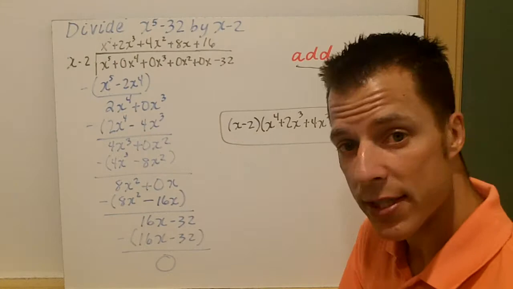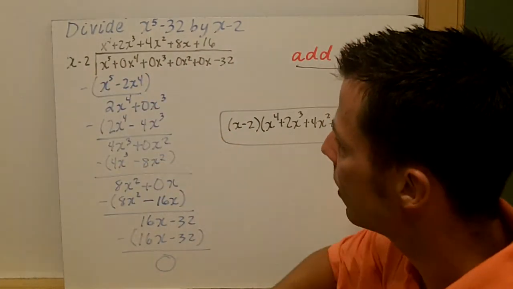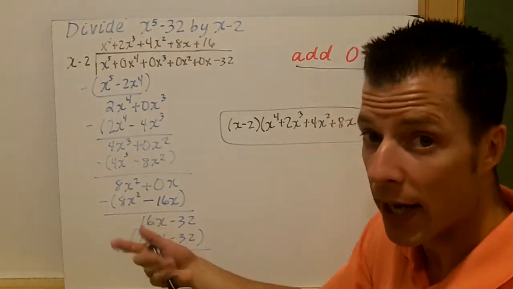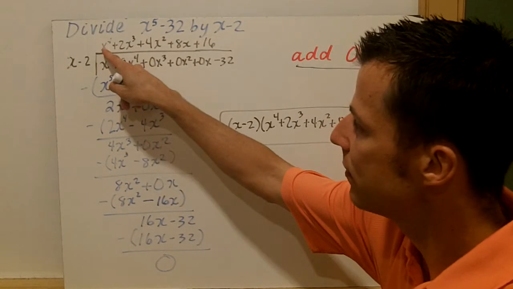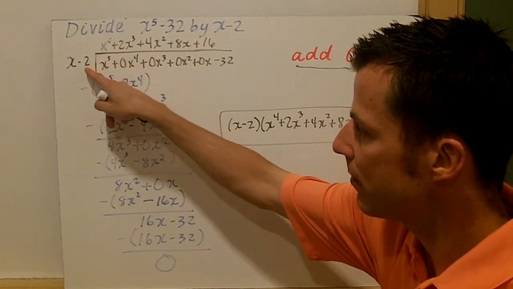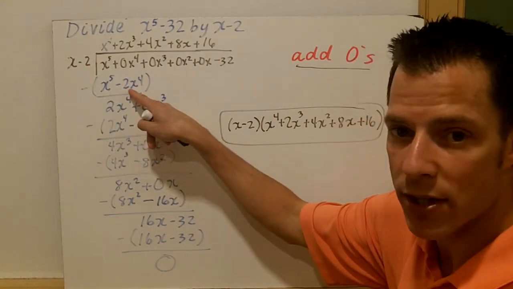Okay? So let's see how this would work. X minus 2 is our divisor. Okay? So we have x goes into x to the 5th, x to the 4th times. So x to the 4th times x equals x to the 5th. X to the 4th times minus 2 is minus 2x to the 4th.